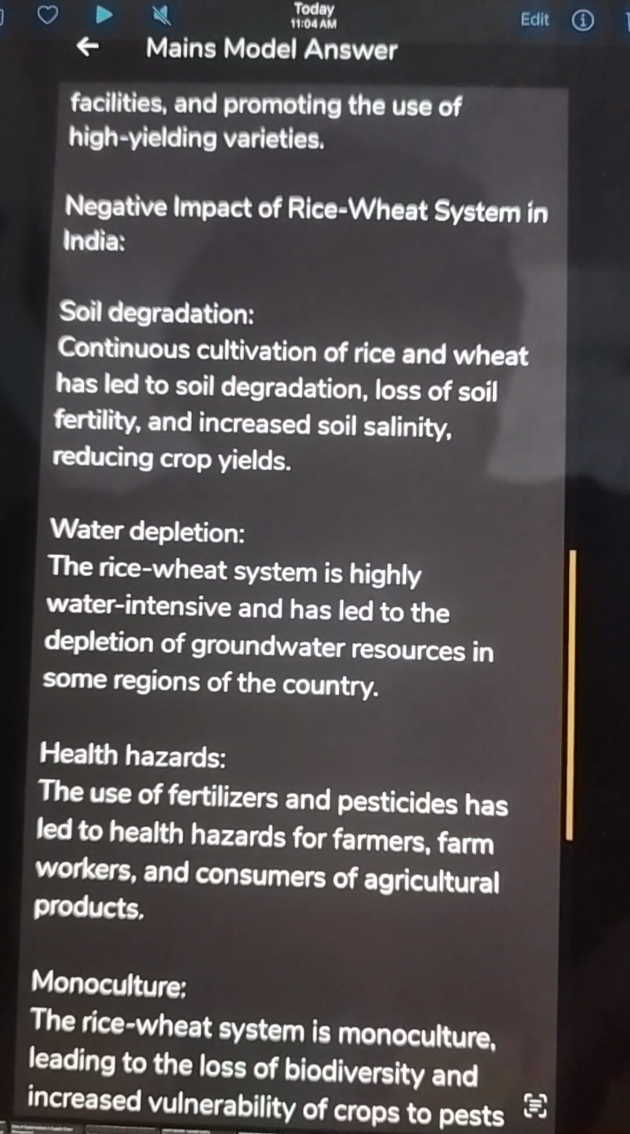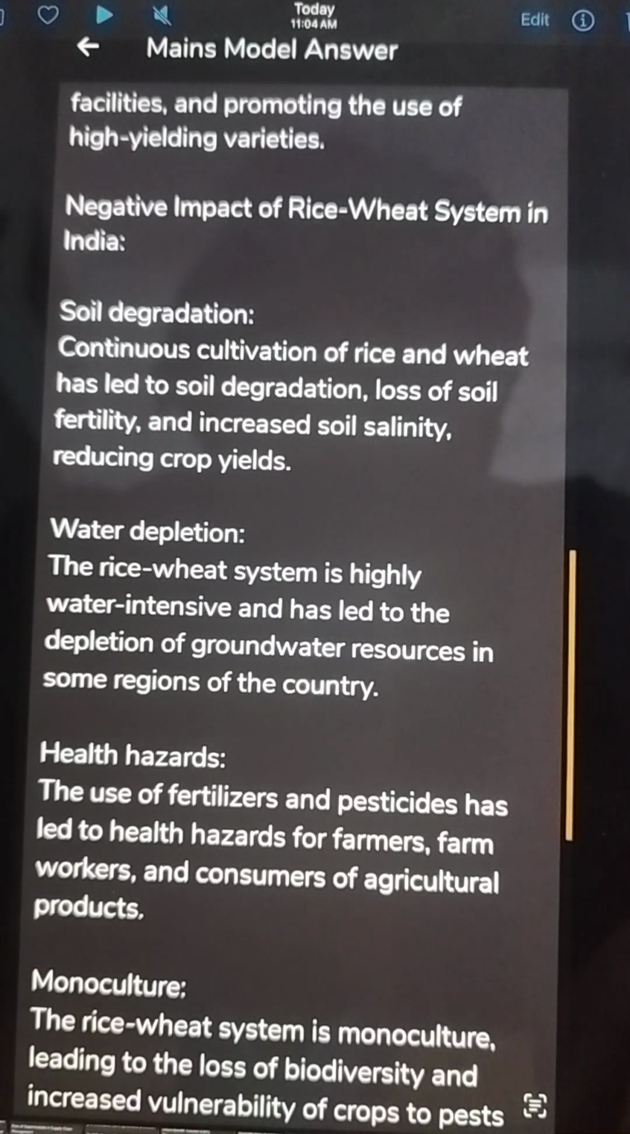Then negative impact of rice wheat system in India. First is soil degradation. Continuous cultivation of rice and wheat has led to soil degradation, loss of soil fertility, and increased soil salinity, reducing the crop yields. Then comes water depletion. The rice wheat system is highly water intensive and has led to the depletion of groundwater resources in some regions of the country.